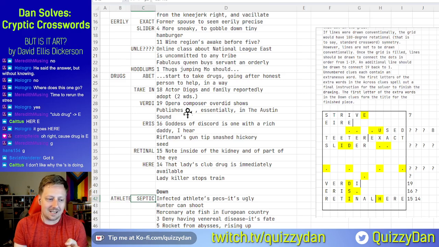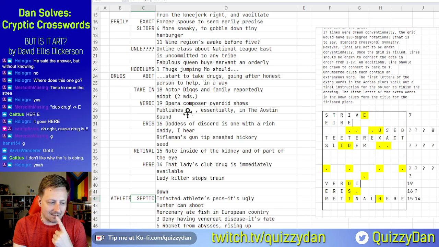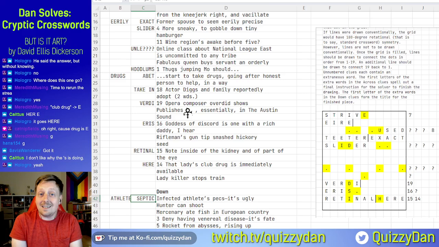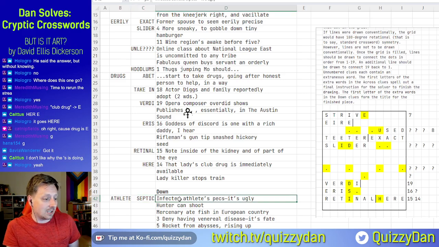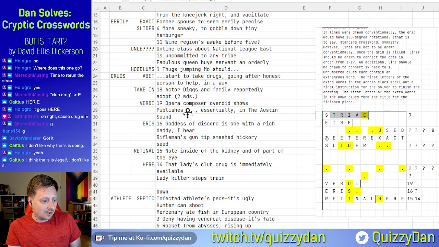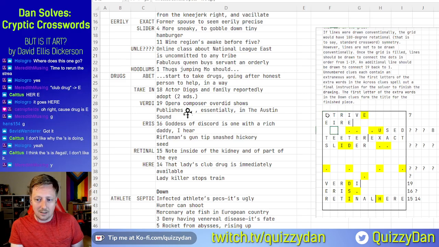Infected pecs. It is ugly. Yeah. Pecs. It is ugly. So that is ugly is your anagram indicator. So I think that's fine. Septic. Do we agree there? I'm hoping that you agree with me.